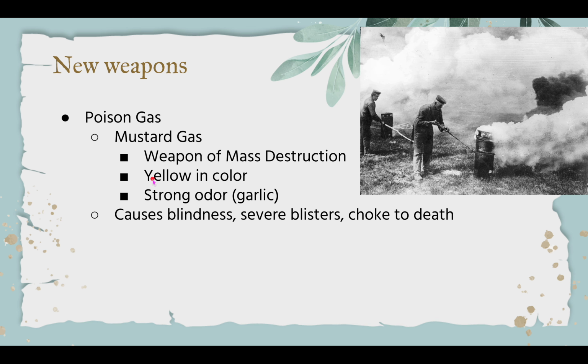There are also new weapons during this time, one of them being poisonous gases, such as mustard gas. It is considered now a weapon of mass destruction. It is yellow in color, and it has a strong odor, kind of smells like garlic, hence why it's called mustard gas, because of the color as well as the odor. It causes blindness, severe blisters, and can also simply choke you to death.